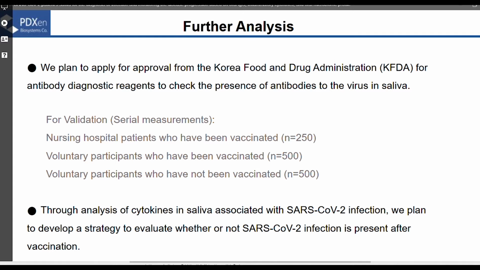We can get more precise conclusions later, but so far we can say that saliva can detect COVID infection and vaccination against SARS-CoV-2.